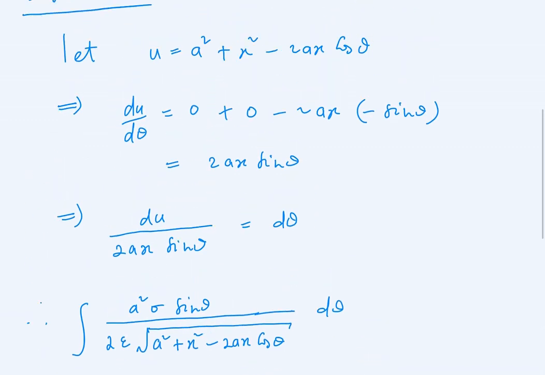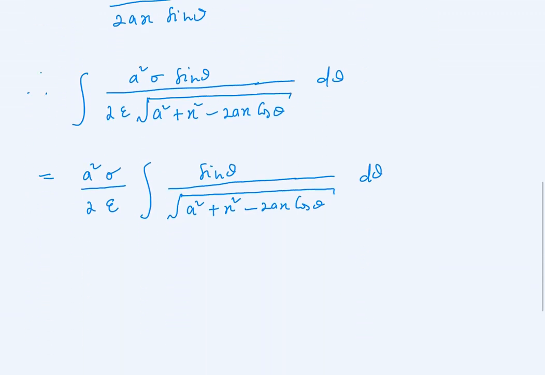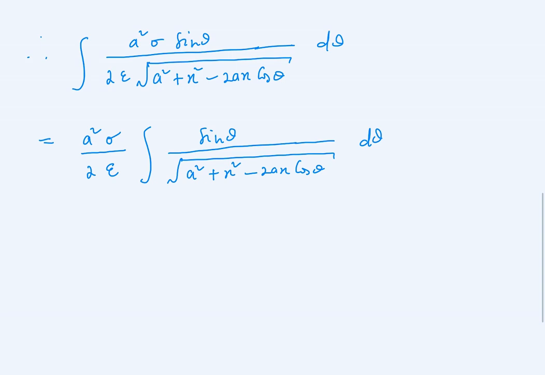Even though we've done the substitution, we haven't substituted into the integral yet. So now we're here. The next step is substituting into the integral based on the substitution that we did. So now this is equal to a squared multiplied by sigma divided by 2 epsilon. Now we go ahead and do the substitution.